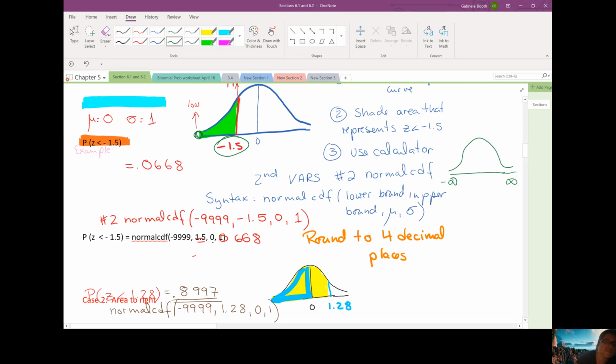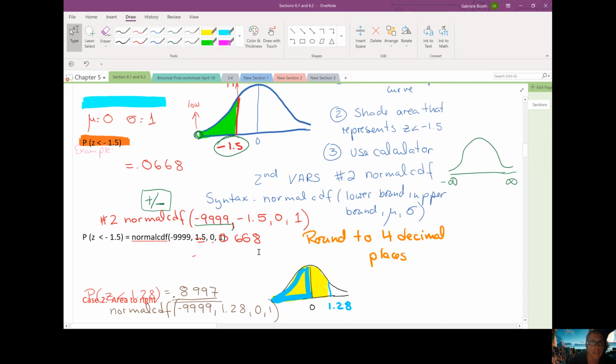So for rounding purposes, if your lower bound is all the way to the left, aka negative infinity, we're using negative 9,999. So make sure that you use the plus minus key on the calculator and not the subtraction. You will get a syntax error. Plus minus, then enter the 9,999, then a comma, then negative 1.5. That would be the shaded area. Then the mean 0 and the standard deviation of 1.